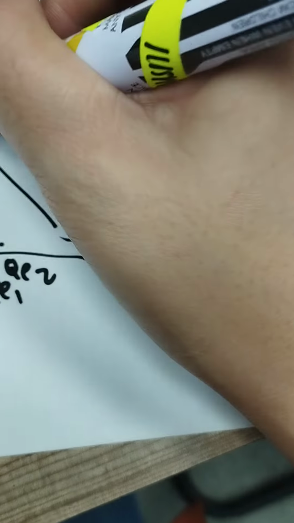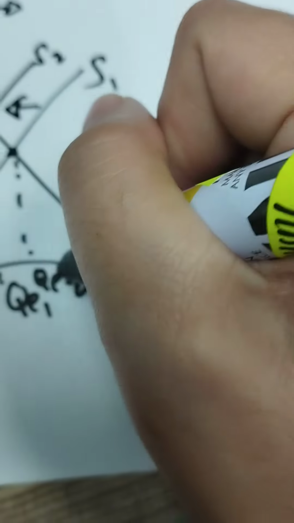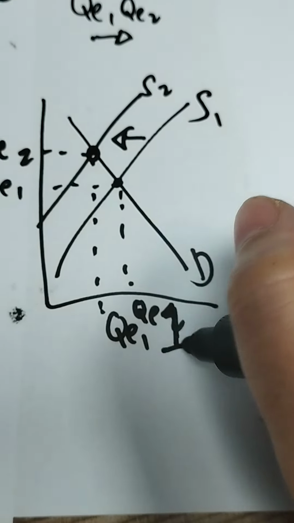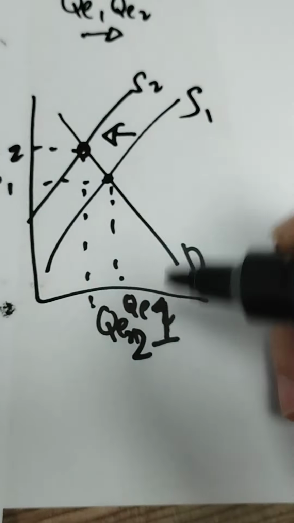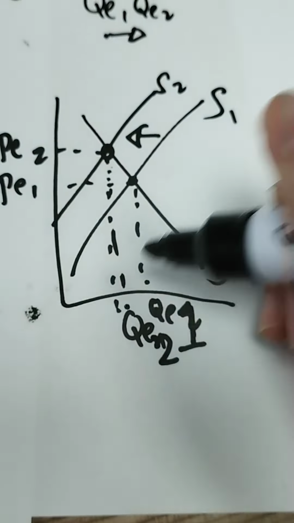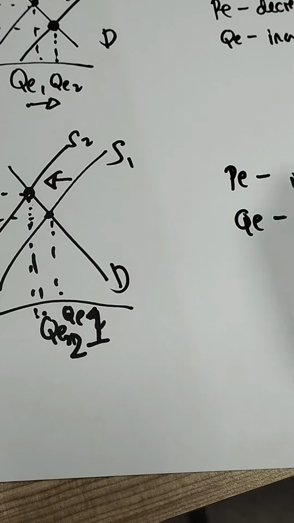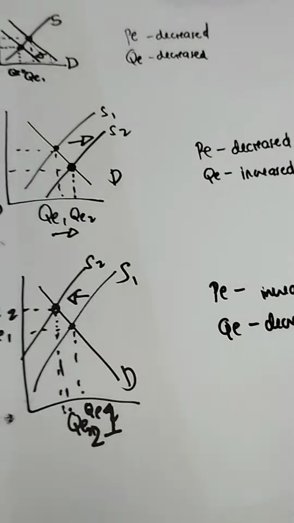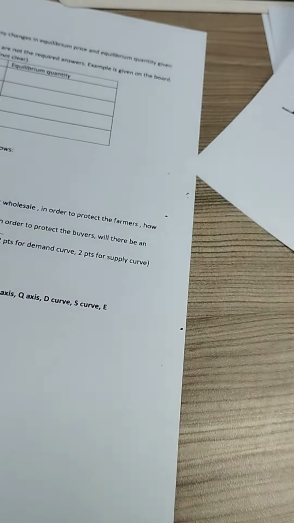No, not increased. Let me see, let me label this. This is not QE. This is QE1 and this is QE2 because this is the new quantity. So the QE decreased in this case. Okay, so that's it. Next, let's go to number 4.